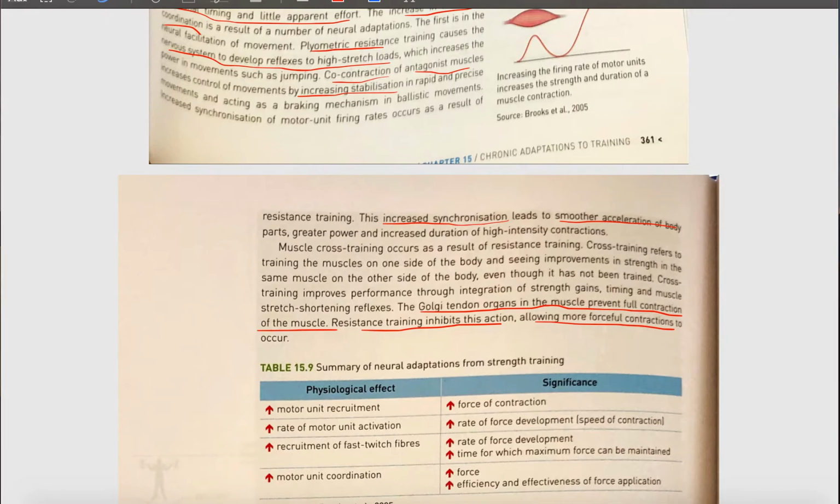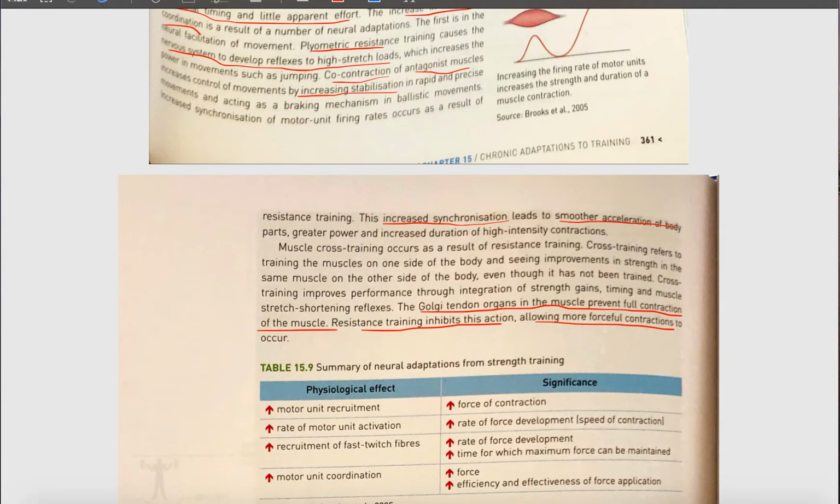However, if you look at some of the photos of Arnold Schwarzenegger when he was at his absolute prime, and you look at the way that his bicep actually compacts in on itself and gets that real big bulge, that is because his Golgi tendon organ has been inhibited, allowing his body to bunch the bicep up into such a ball and generate that much pull from bone to bone. So resistance training will inhibit the action of the Golgi tendon organ and allow for more forceful contractions.